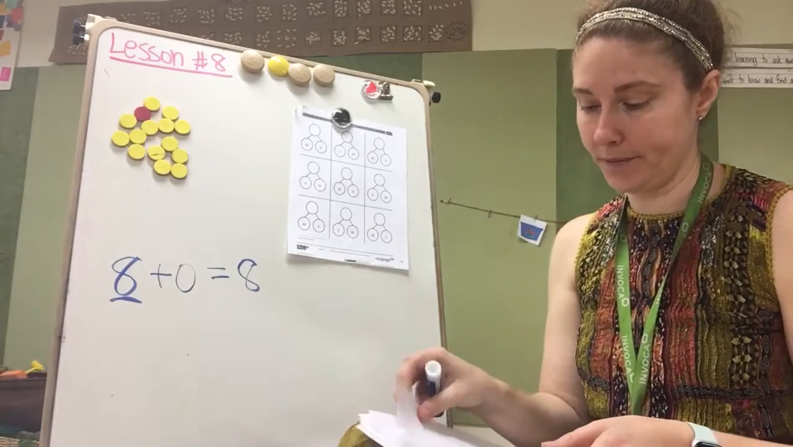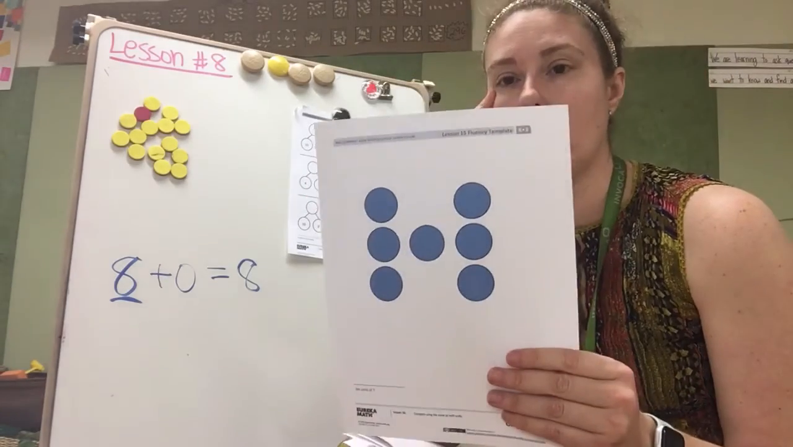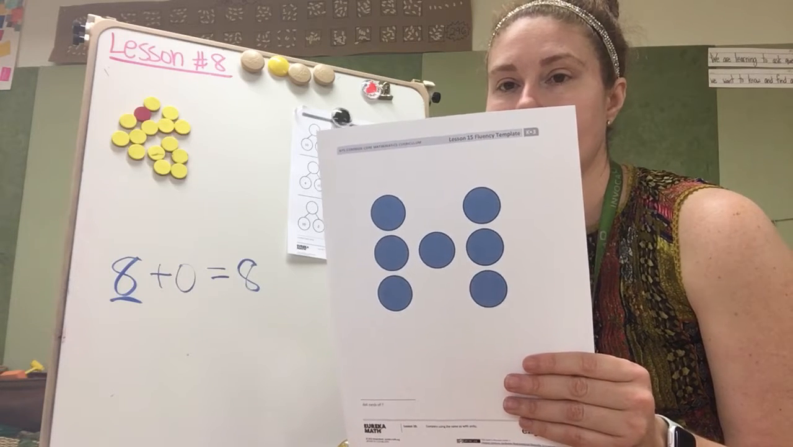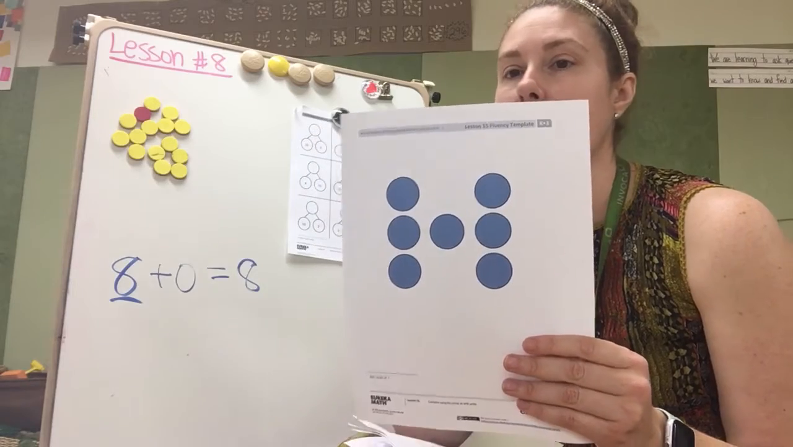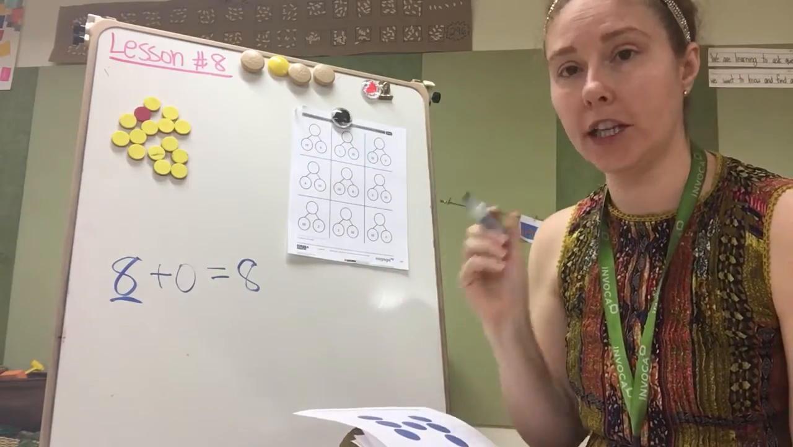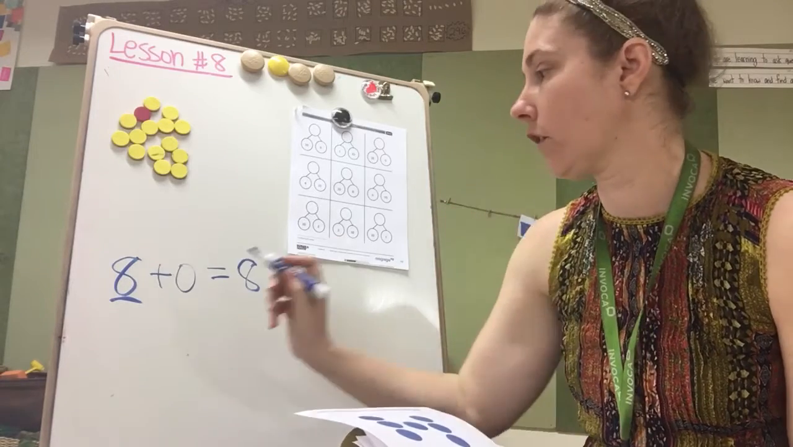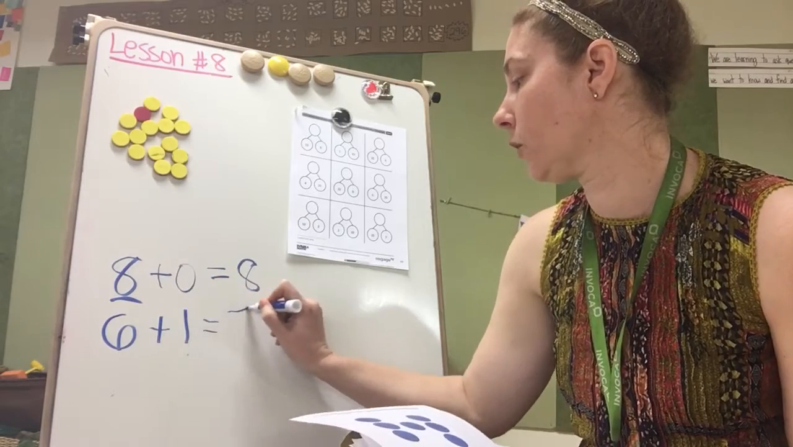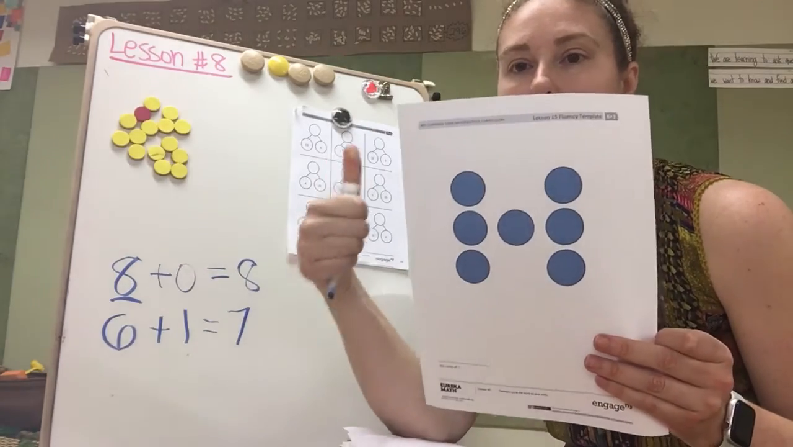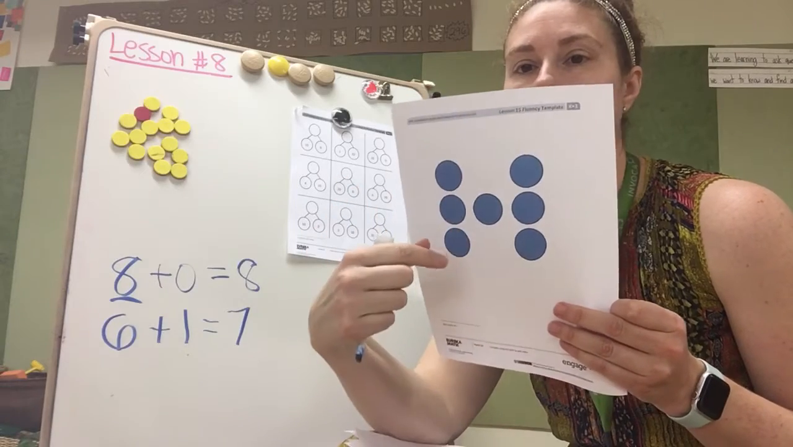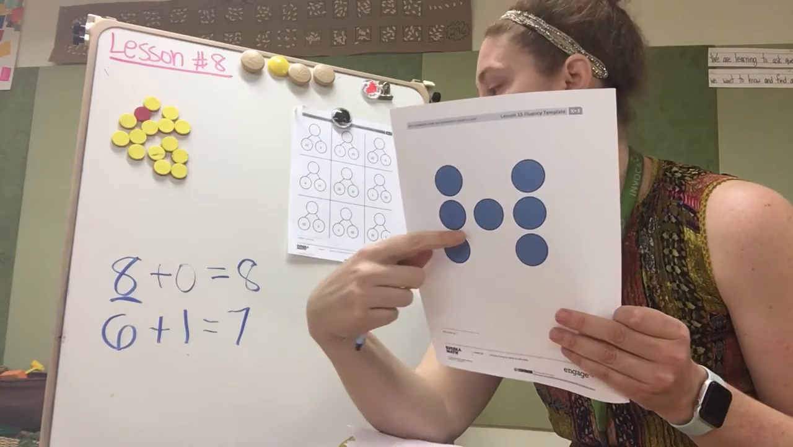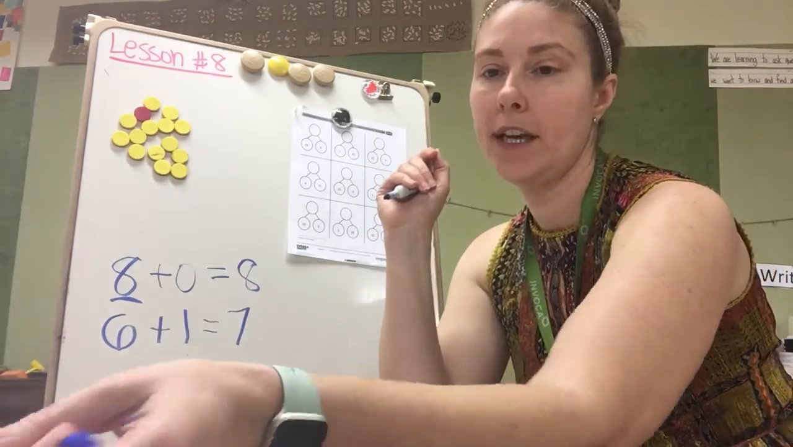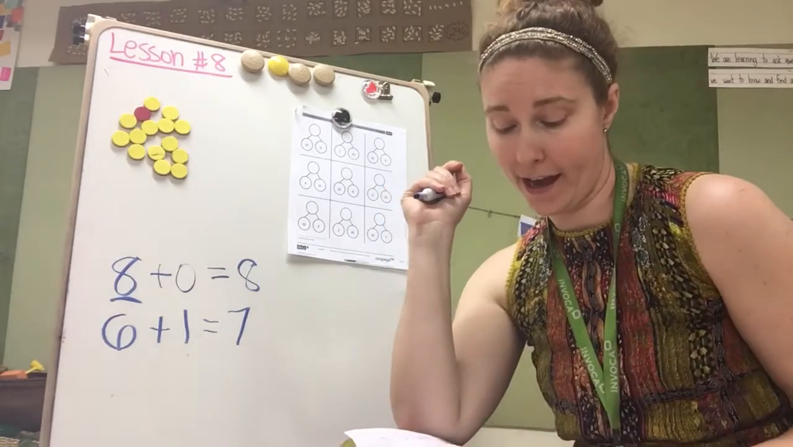So let's try another one. Okay, look, think. Okay, so how would we do this one? Now in my mind, I see this math problem, and I'm going to start with the larger number first, the larger part first. 6 plus 1 equals 7. Give me a thumbs up if you saw it the same way. So I saw the 2 outside lines and the 1 line in the middle. 6 plus 1 equals 7. And I remember to start with the big number first. It's just a faster and more efficient way of adding.